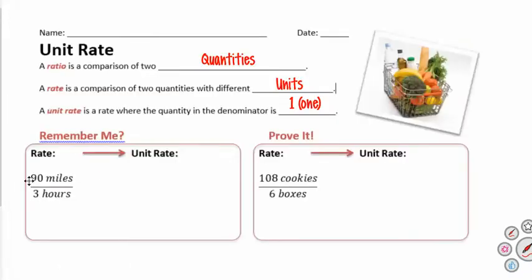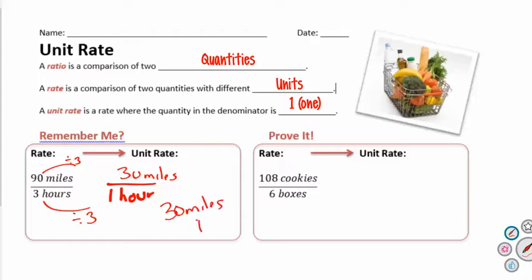All right, so this is on your notes again. Let's just say right now that my rate is I can drive 90 miles in 3 hours. But a unit rate means I want to figure out how far I can go in 1 hour. So I want my denominator here to be 1. You've got to figure out, how did I go from 3 to 1? I just divided by 3. So if I divide the top by 3, I would get 30. That means I can go 30 miles in 1 hour. So 30 miles per hour. Okay.